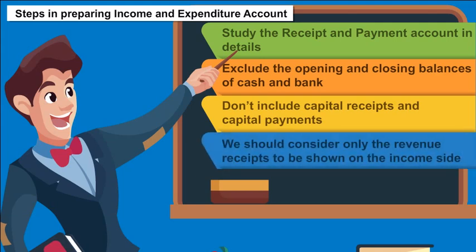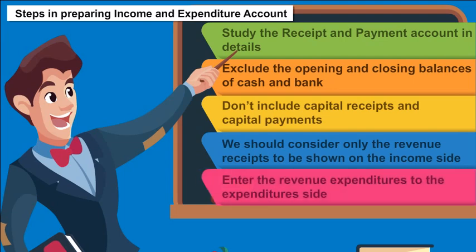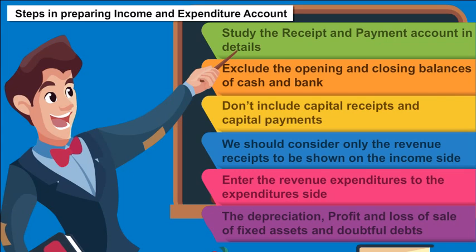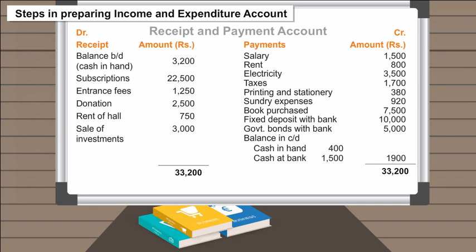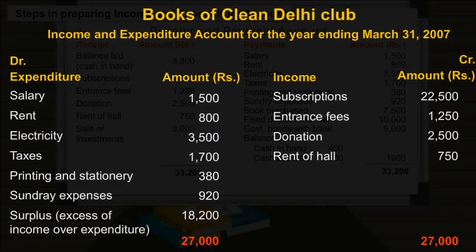We should consider only the revenue receipts to be shown on the income side of the income and expenditure account. Enter the revenue expenditures on the expenditure side. The depreciation, profit and loss on sale of fixed assets, and doubtful debts are also considered in the income and expenditure account. Let us take an example. From the receipt and payment account given below, prepare the income and expenditure account of Clean Delhi Club for the year ended March 31st, 2007.